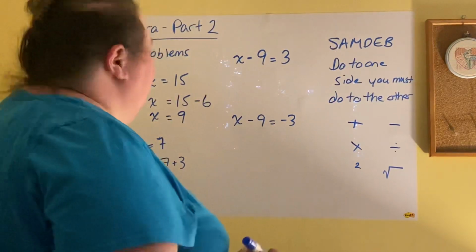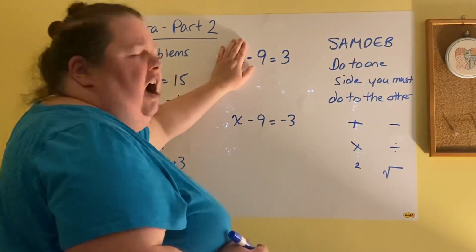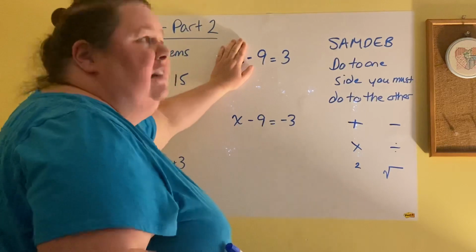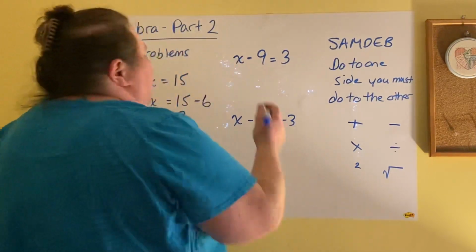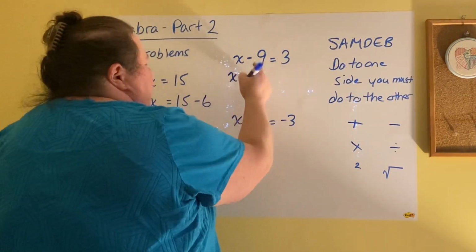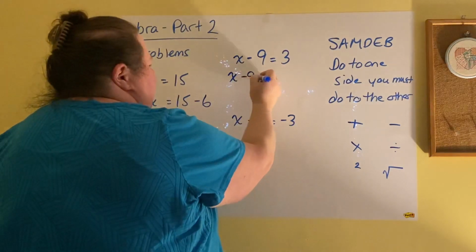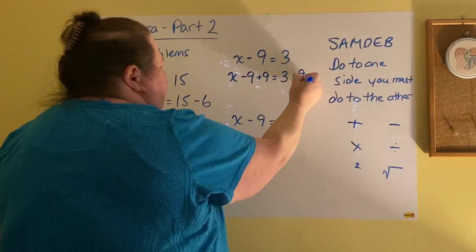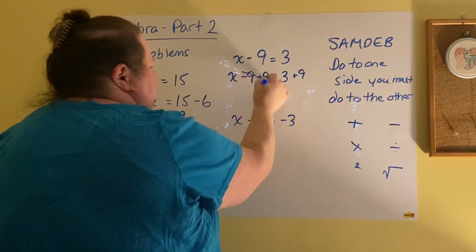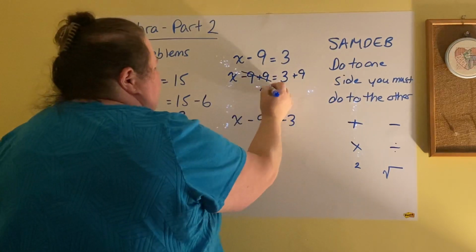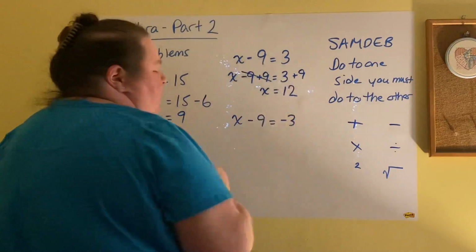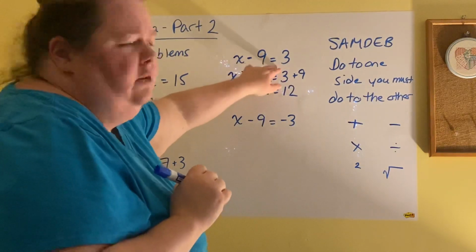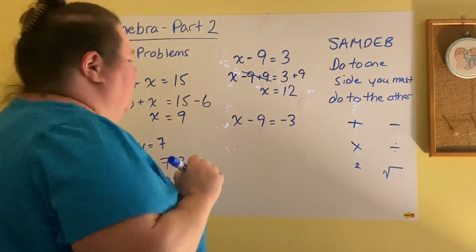Here's one here. So what would I have to take 9 away from to get a 3? And the answer is 12. So to solve for it, I have to cancel subtract 9 by adding 9 to both sides. And I'm left with those canceled out, and x equals the 12 that I said. So again, 12 subtract 9 equals 3, so I did it correctly.